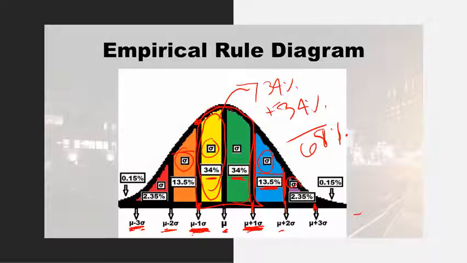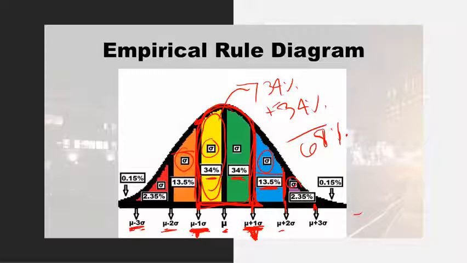So this whole section is 68% of our data. This is your lower limit, and this is your upper limit, and that would mean 68% of your data falls within this area. Of course, that's at 1 standard deviation.